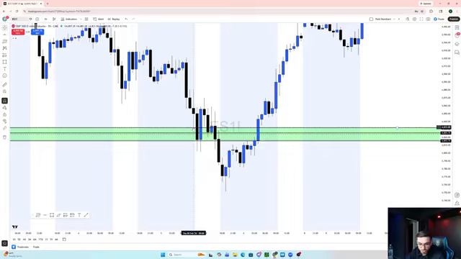As soon as we touched it the first time, the S&P went from about 68.32 up into like 68.50. So that's about an 18-point move to the upside that you could have caught based off of this strategy.